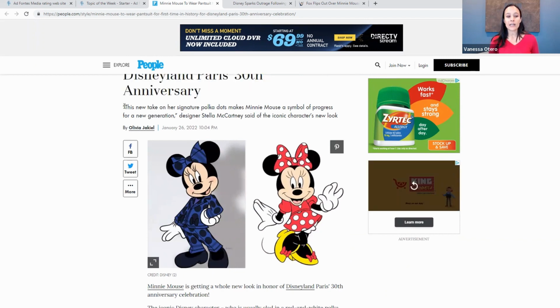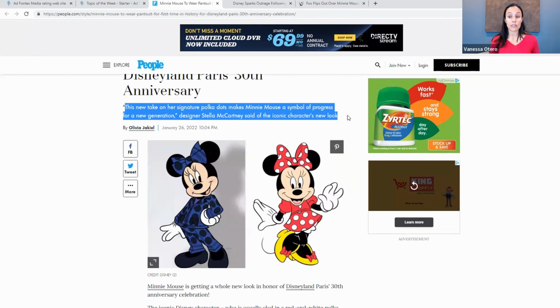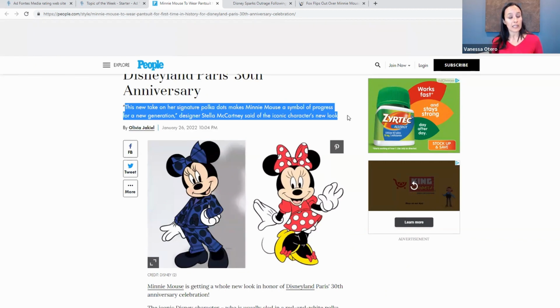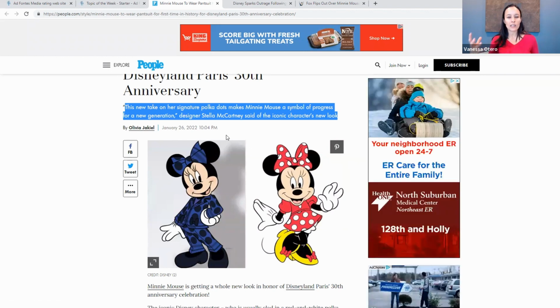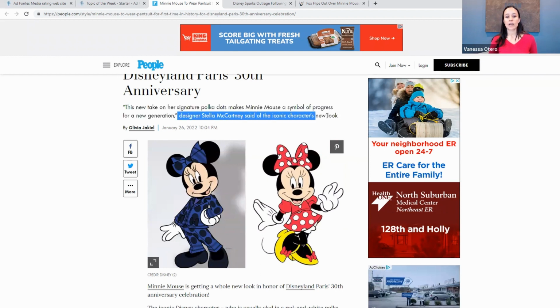So the lead here, this section we call the lead. Some people spell it L-E-D-E, others spell it L-E-A-D, but generally this is a sort of sub headline. This new take on her signature polka dots makes Minnie Mouse a symbol of progress for a new generation, designer Stella McCartney said of the iconic character's new look.